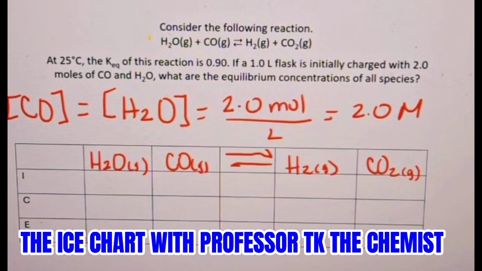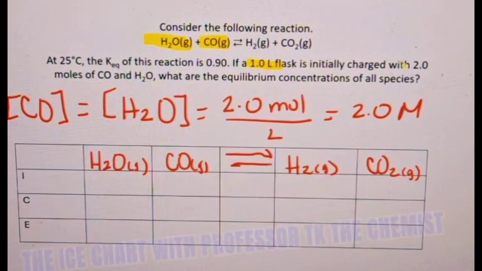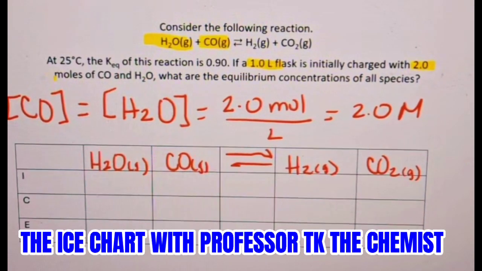Right here, we're only dealing with water and carbon monoxide. They told you that it had 2.0 moles in it. Now, 2.0 moles divided by the 1 liter that's in the flask. You have to divide those two numbers because molarity is moles per liter. So 2.0 moles divided by 1 liter, and I should put the 1 here so you all can see that, okay? And now that gives you 2.0 molarity.